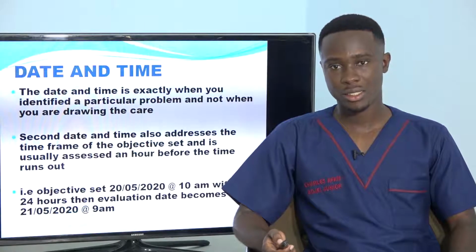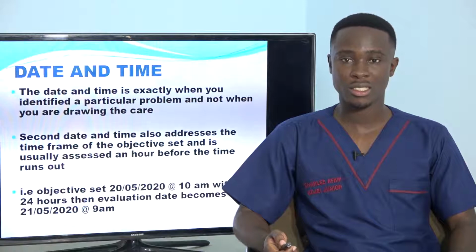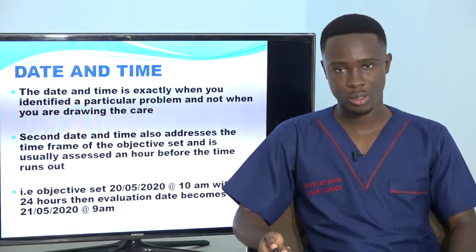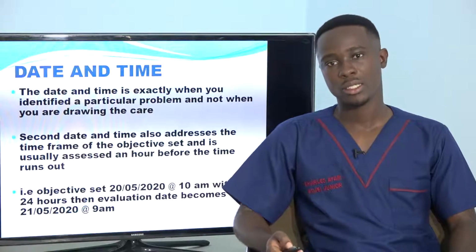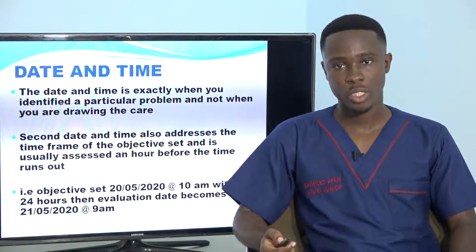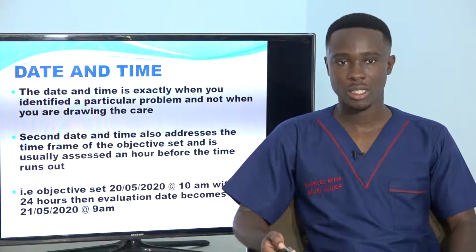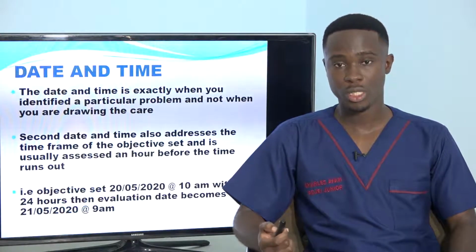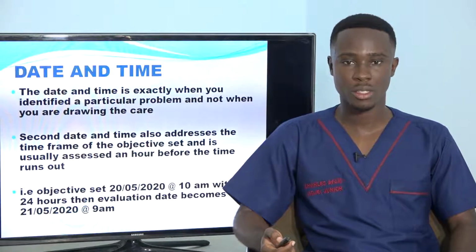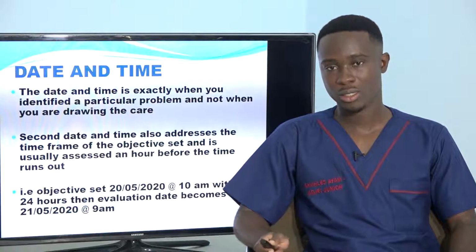So the second date also addresses the time frame of the objective set, and is usually assessed an hour before the time runs out. So let's say if you stated in your objective and outcome criteria that patient will be able to maintain his self-care needs within 24 hours, then you would evaluate that on the 21st of May 2020 at 9 a.m. So that is it in its simplicity.